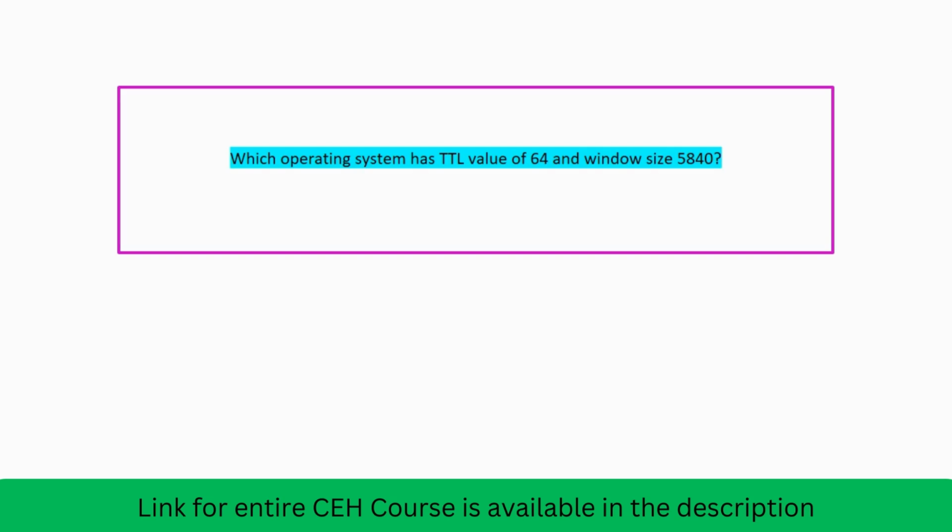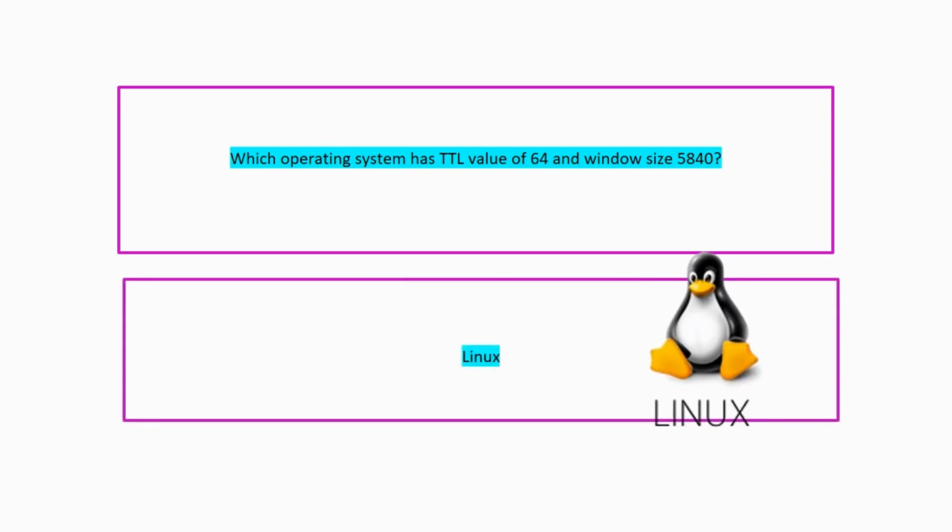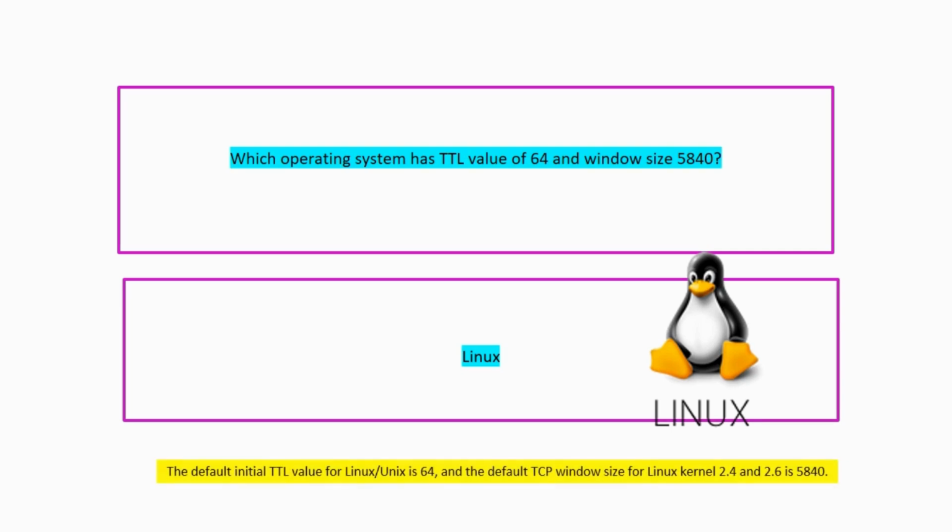Next question. Operating system that has TTL value of 64 and window size 5840. The answer should be Linux system. So Linux kernel 2.4 and 2.6 is 5840.